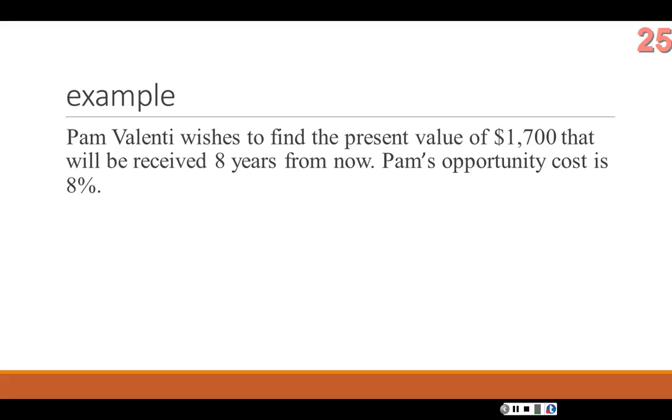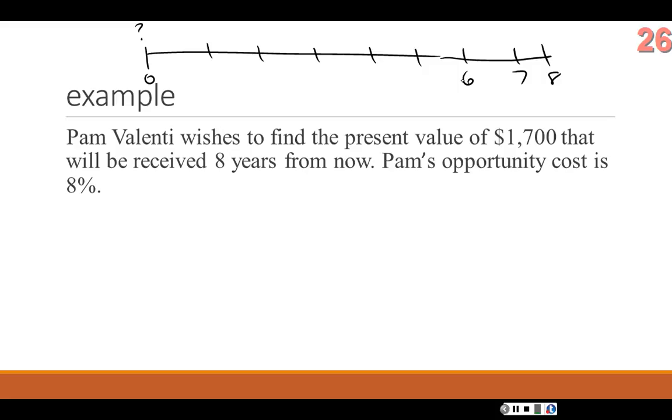So here's another example. Pam wants to find the present value of $1,700. She will receive that $1,700 in 8 years. Her opportunity cost is 8%. So the discount rate here is 8%. So we can use our equation. We can put it on a timeline first. So time period 0, she's wanting to know what the value is at time period 0, the present value, of $1,700 that she'll receive in 8 years.